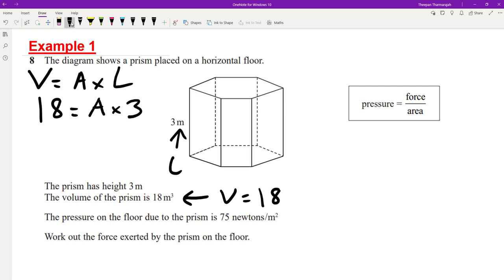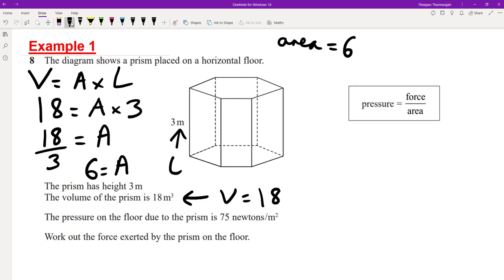So the opposite of times is divide. So I can say 18 divided by 3 is A. A stands for the area. So 6 equals A. So I'm going to write that here, that the area that we need is 6 meters squared.